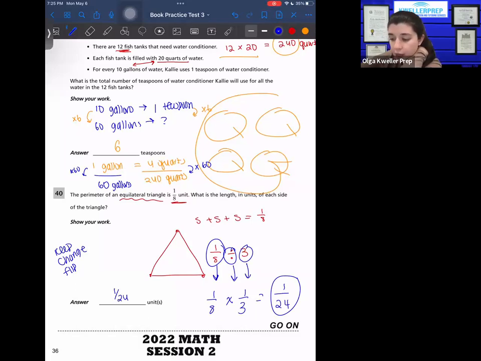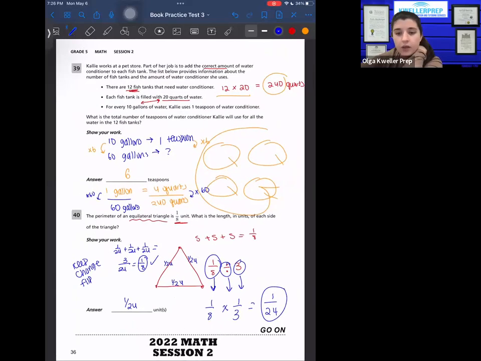And if you double check, right, if each side is 1 out of 24, 1 out of 24, 1 out of 24, and we add that up, we have 1 out of 24 plus 1 out of 24 plus 1 out of 24. That adds up to 3 out of 24, which is just 1 out of 8. So we can work backwards to double check our answer. All right, does anybody have any questions on anything so far?